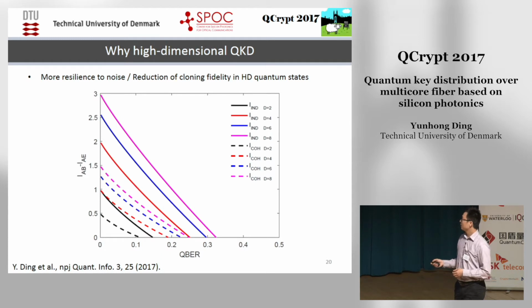Next is regarding the mutual information over quantum bit error rates. If you see the mutual information as a function of quantum bit error rate for different dimensions, you can see that if you increase the dimensionality, then the bound of quantum bit error rate also increases, which means if you go with a higher dimension, you can tolerate more quantum bit errors, which in turn could potentially increase the transmission distance.